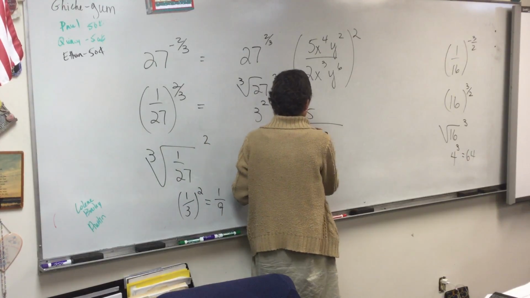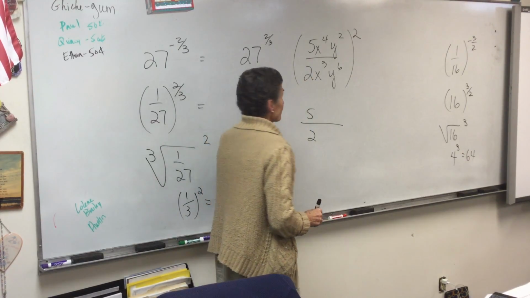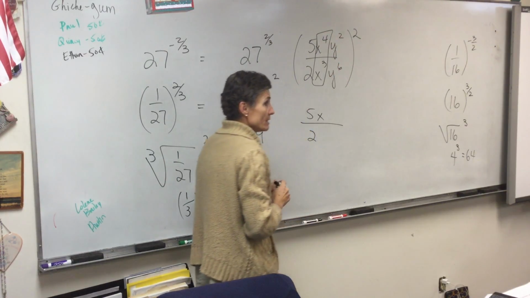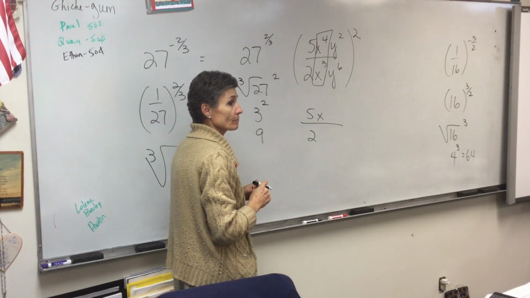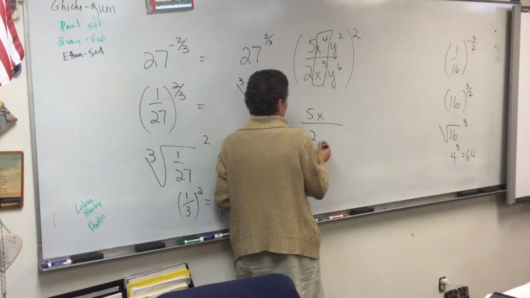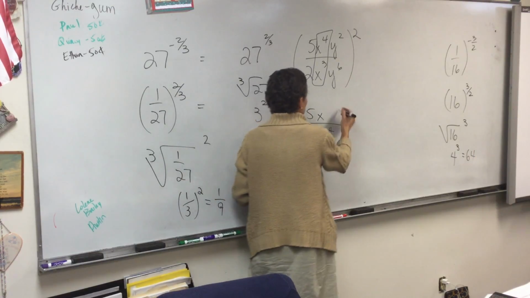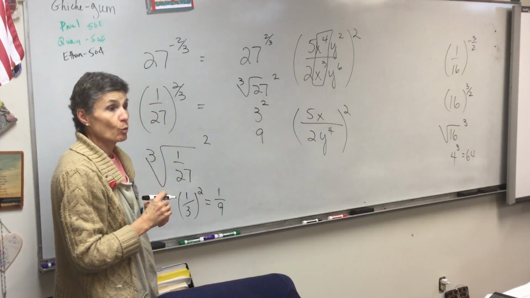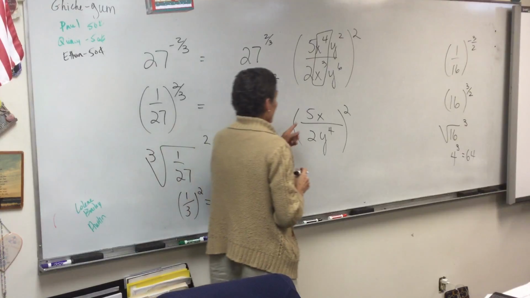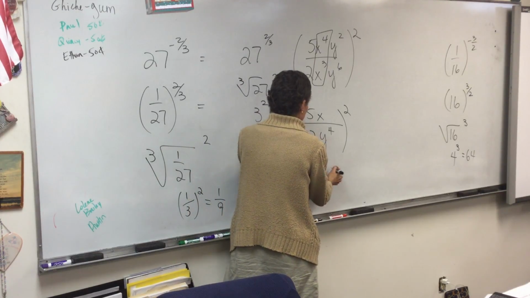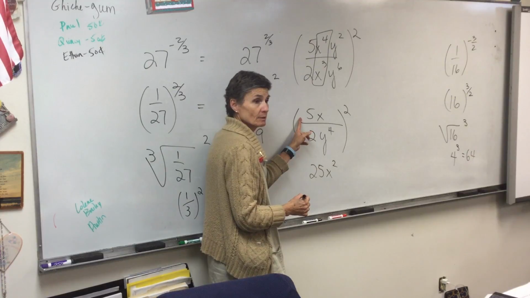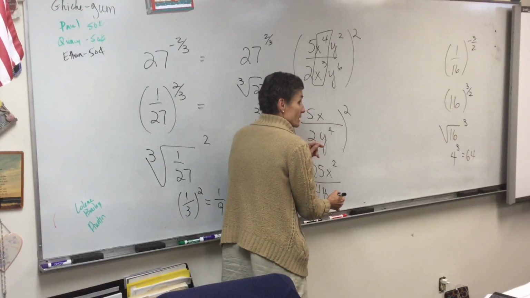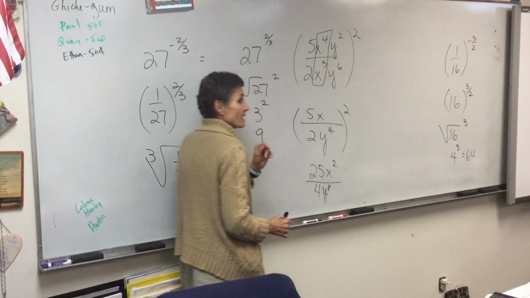If I simplify first, 5 and 2 don't reduce. What happens here with my x's? 1x on the top. And what happens with the y's? 4 y's on the bottom. Now you're not done, you still have to square. We're going to square everything. So what do we get? 25x squared over 4 y to the 8th.